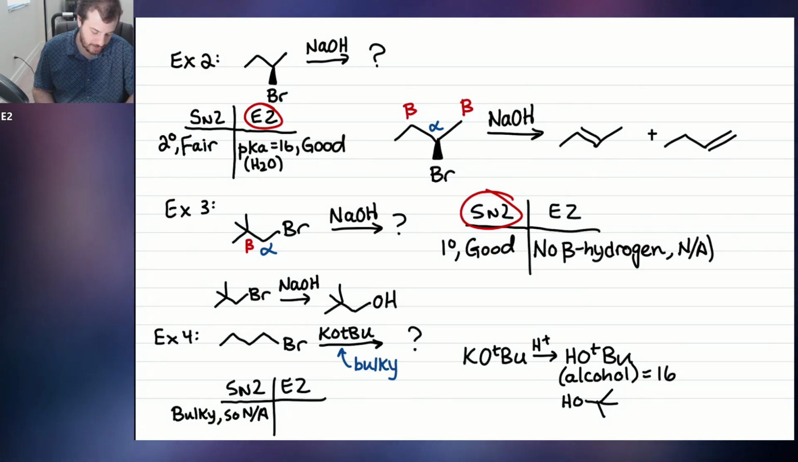So E2 has a pKa of the conjugate acid equal to 16, which is good. So E2 wins. So our product will be the E2 product. So just erase our little question mark here. And we make a double bond between alpha and beta. There we go, 4 carbons. A double bond between alpha and beta. E2 is the winning reaction.